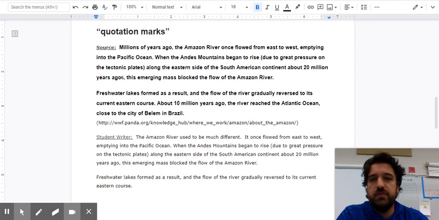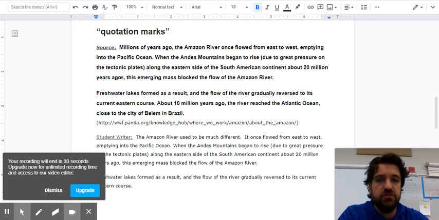The source says millions of years ago, the Amazon River once flowed east to west. And if you go down to the pretend student writer, it says the Amazon River used to flow much different. It once flowed east to west, emptying the Pacific Ocean. So aside from a few differences, it pretty much is the exact same thing, which again is what we want to avoid. So, simply copying and pasting. Now, if you put it in quotation marks, it's not plagiarism if you put everything in quotation marks, but I'll address that in the second video, which will appear in just a moment.